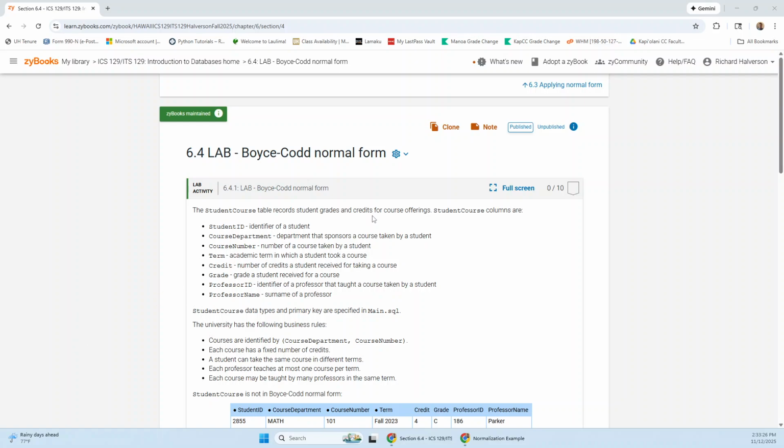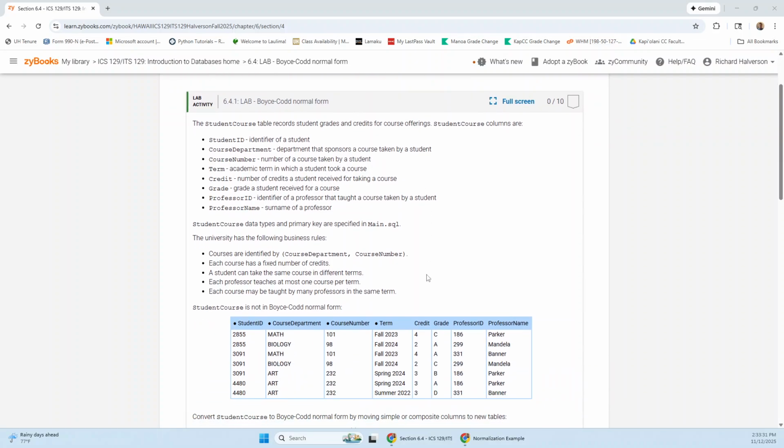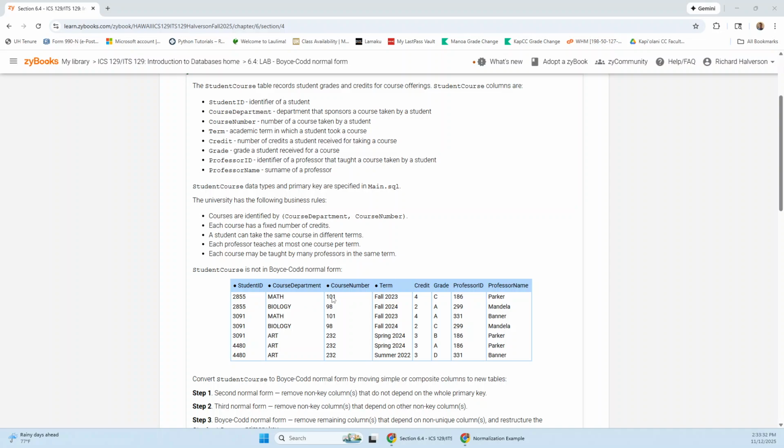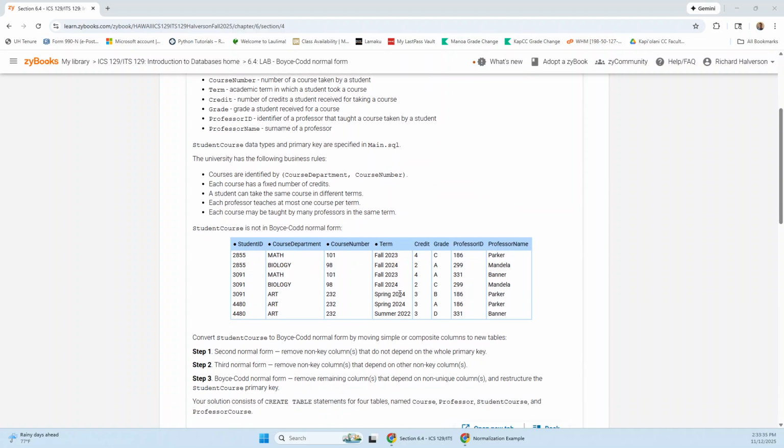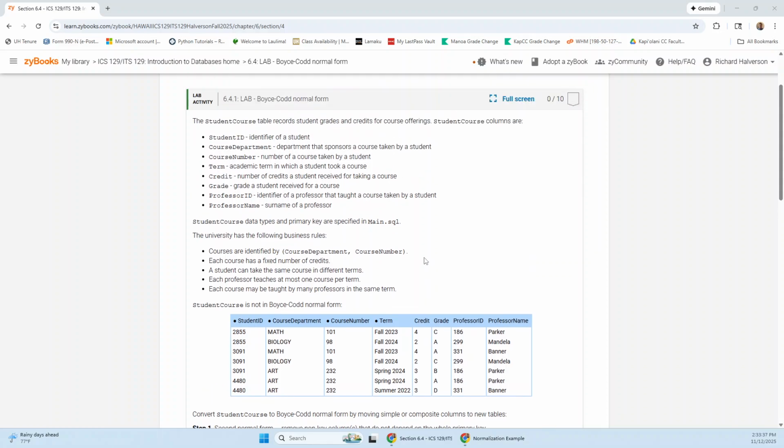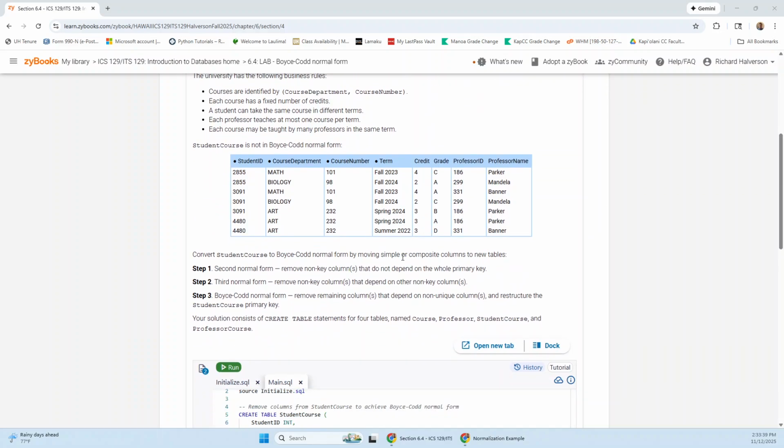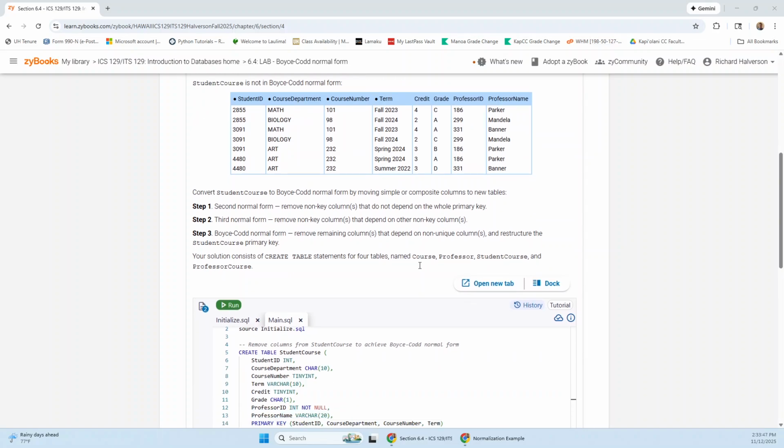Lab 6.4, Boyce Codd Normal Form. In this lab, we're going to take a table, a relation that is in first normal form, and we will decompose it first into second normal form, then third normal form, then Boyce Codd normal form.